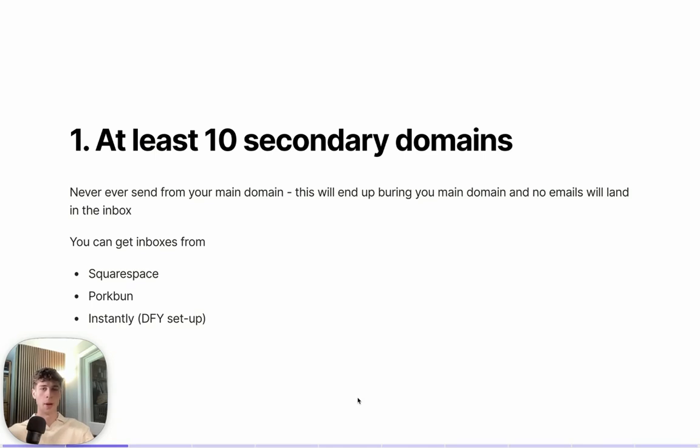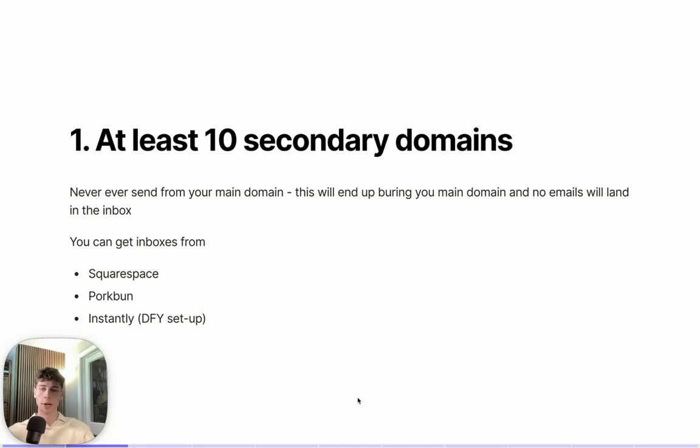What we do now is buy, I'd recommend at least 10 secondary domains that are very similar to your main domain. So that might be, if your domain is domain.com, you might use testdomain.com or trydomain.com. Now, this is going to ensure that you have enough domains to send high volume. You can get these inboxes and domains from Squarespace, Porkbun. I recommend these two if you're setting them up yourself.